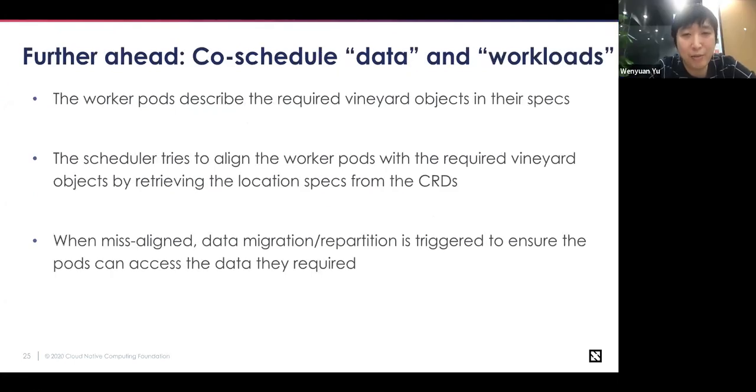Further ahead, we plan to leverage the scheduler plugin functionality of Kubernetes. We want to use Kubernetes to orchestrate the data: how the data is partitioned, how it is migrated, how it is replicated, how the data finds the workload, and how the workload finds the data. The worker pod describes the required Vineyard objects in its spec, and the scheduler tries to align the worker pods with the required Vineyard objects by retrieving the location spec from the CRDs. But if the data is misaligned, we can trigger a data migration or repartition to ensure that the pods can access the data they require.